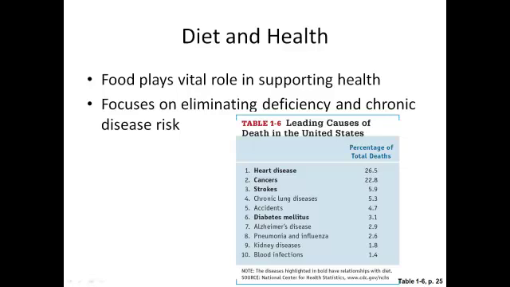So, diet and health. We know that there are important roles that diet plays in health. But did we realize that the top 3 causes of death in the United States actually are diet related? Food plays a vital role in supporting our health. In America, our top priority is to help focus on eliminating deficiencies and also chronic disease risks. Heart disease, cancer, and strokes, which are the top 3 leading causes of death in the U.S., have an extremely strong tie to your diet.